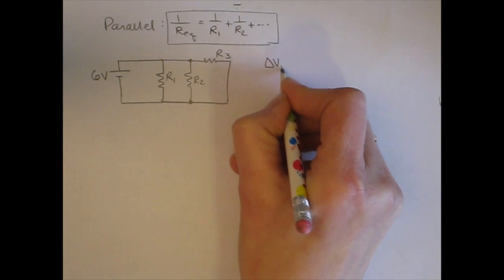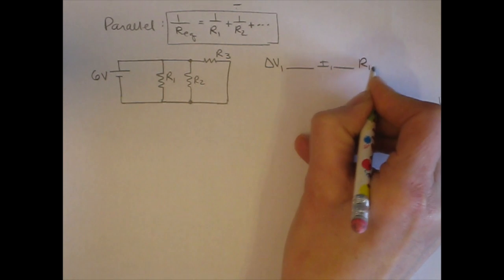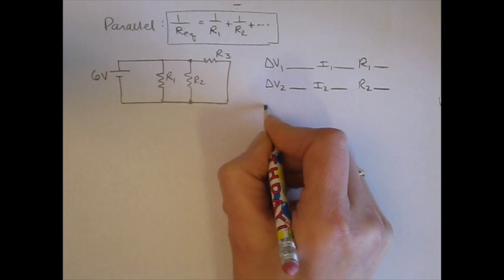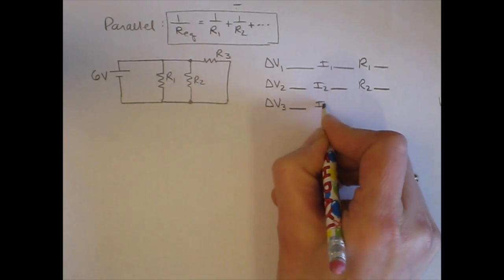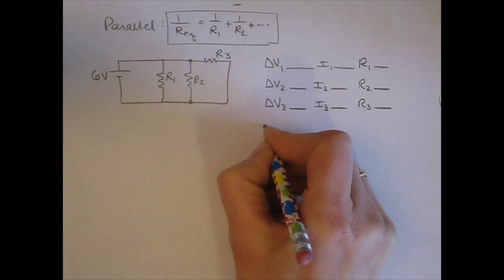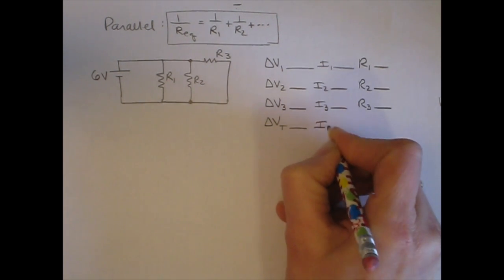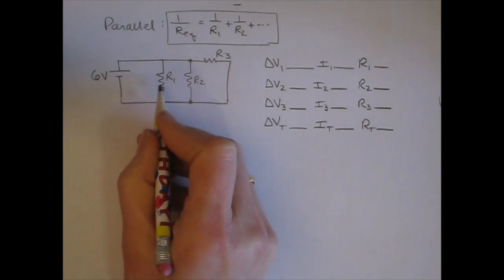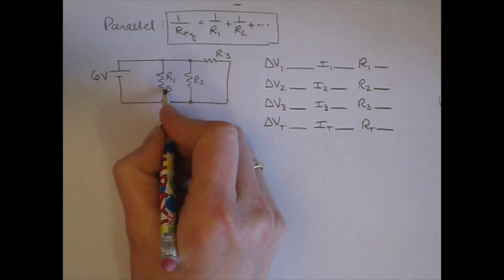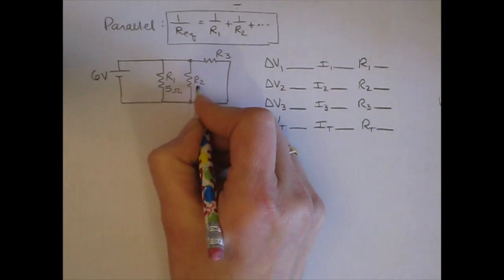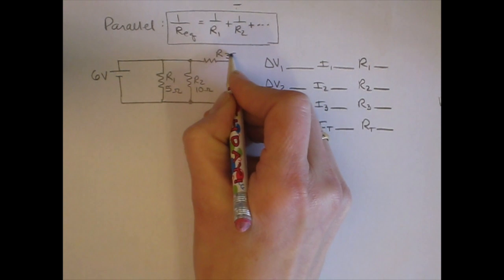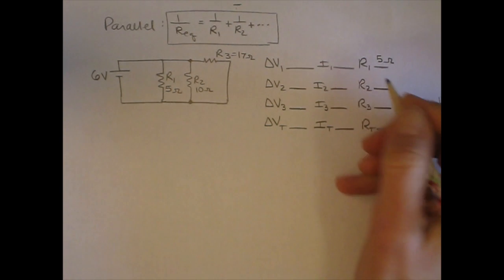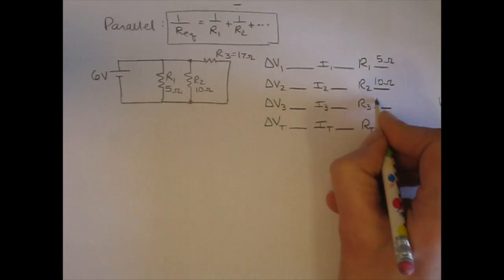And let's draw our chart. So we have an organized place to record all of our values, and a row for the total values. Okay, and the resistor values I'm going to put here. This is 5 ohms, 10 ohms, and 17 ohms. So let's fill those in our chart. 5 ohms, 10 ohms, and 17 ohms.